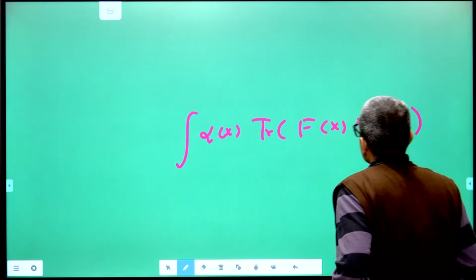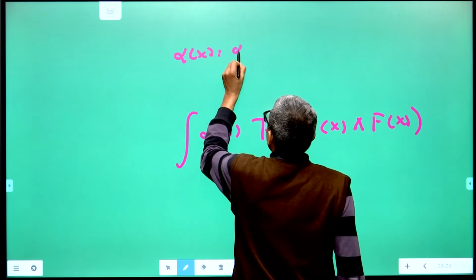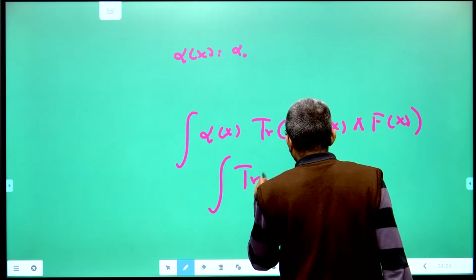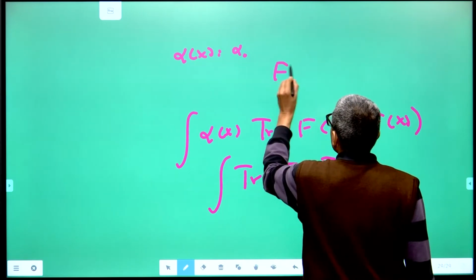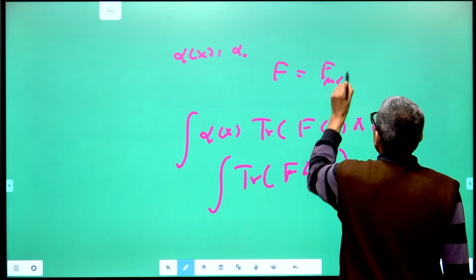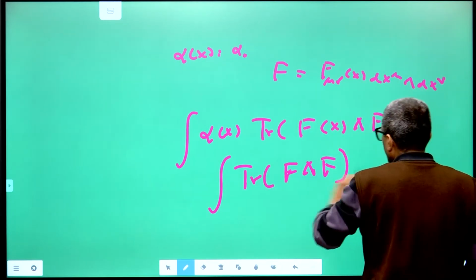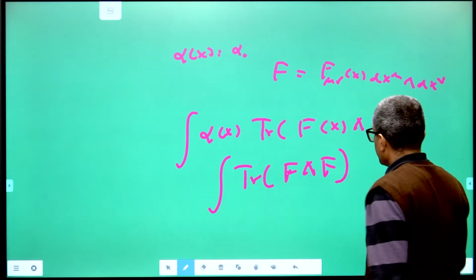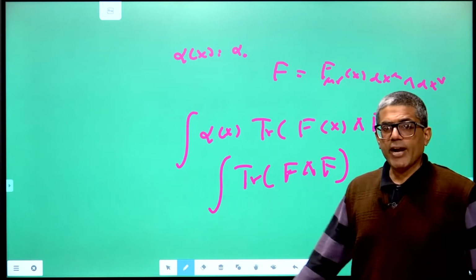Okay, and you see that when alpha x is equal to 1, or when alpha x is alpha naught, then this has the form integral trace of F wedge F, where F is a 2-form given by F mu nu x dx mu wedge dx nu. So this becomes a 4-form, which means it is an ordinary 4-dimensional integral. This is what appears in the Atiyah-Singer index theorem in flat space-time.